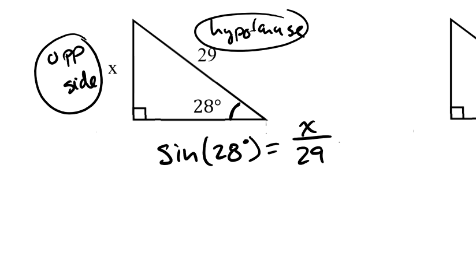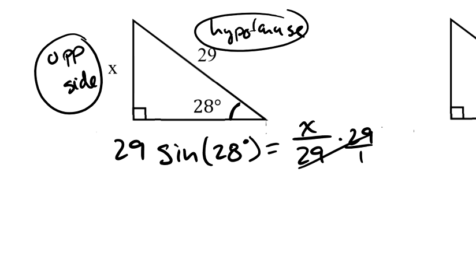And to solve this, I would multiply both sides by 29. And I can see over here, this is a 1, right? 29 divided by 29 equals 1. So I'm left with x is 29 times the sine of 28.